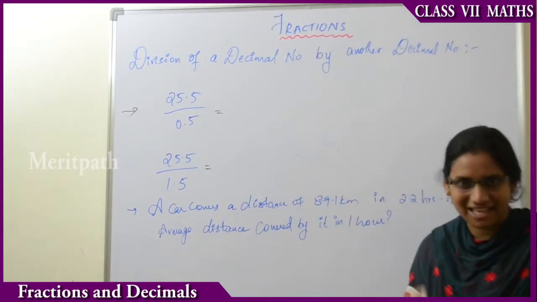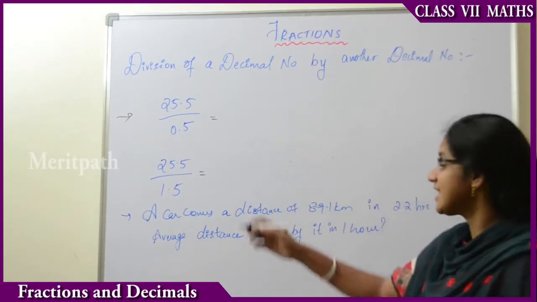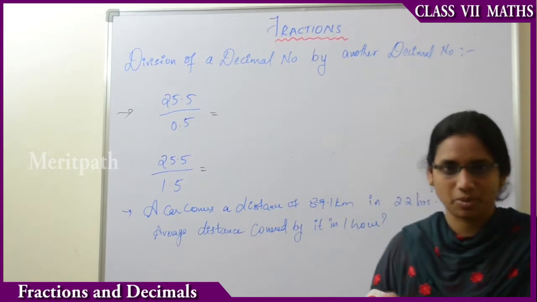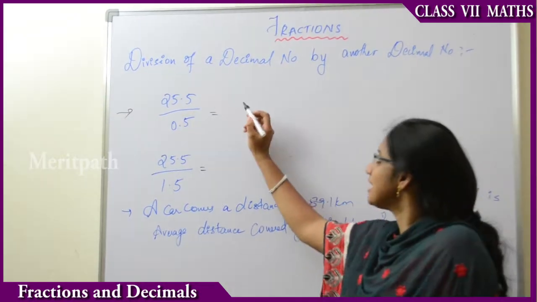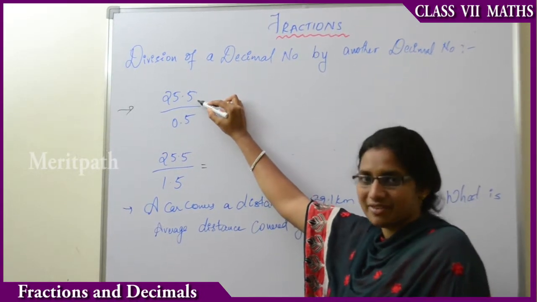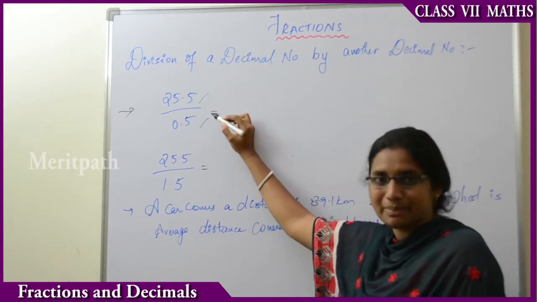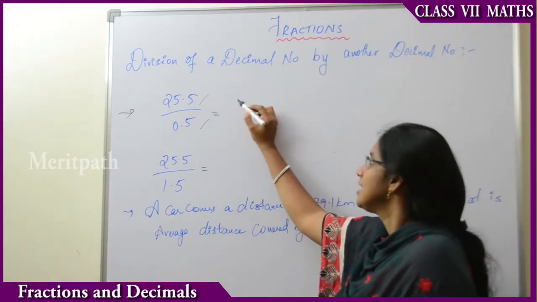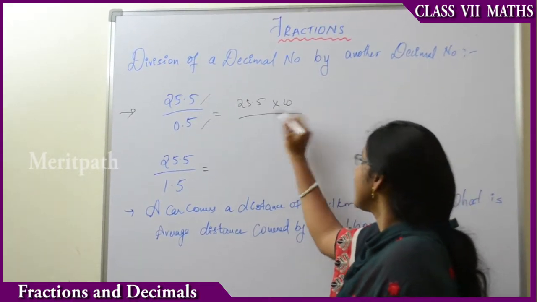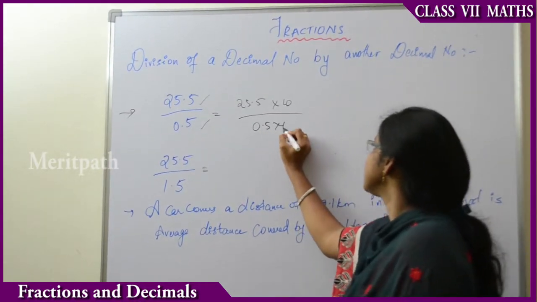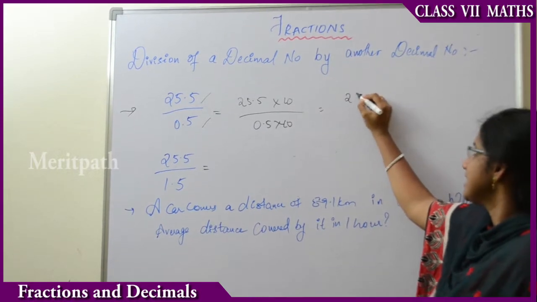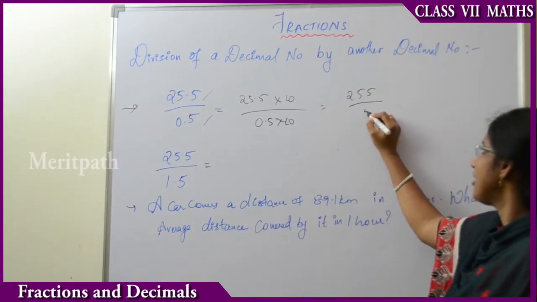Let us see one example in order to understand it. For example, let us take 25.5 divided by 0.5. Now, here we will be multiplying. You can observe that after the decimal point there is one digit, right? So we will be multiplying it with 10. So 25.5 into 10 by 0.5 into 10. So we will be getting whole numbers, that is 255 by 5.